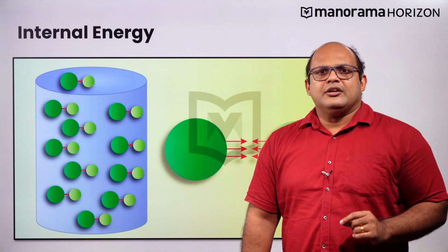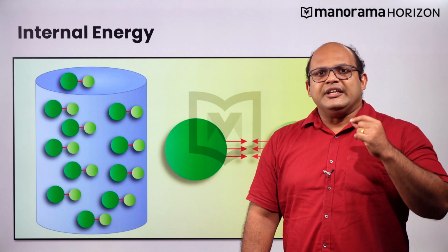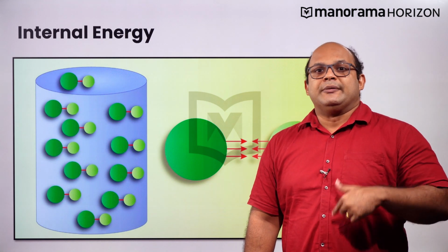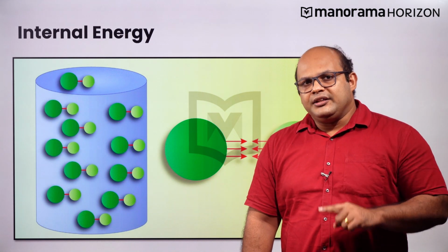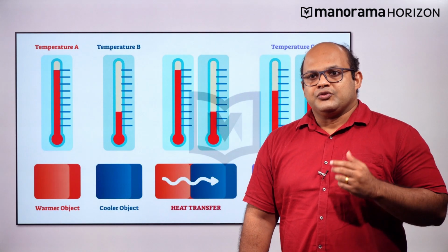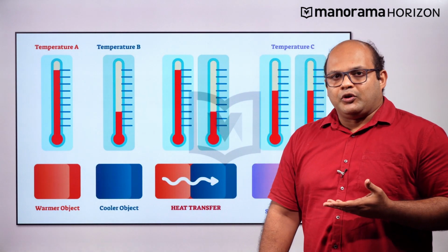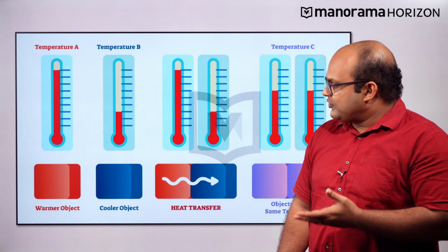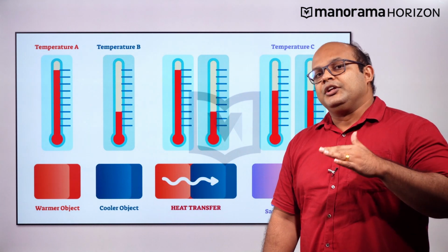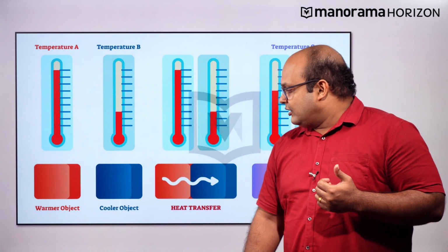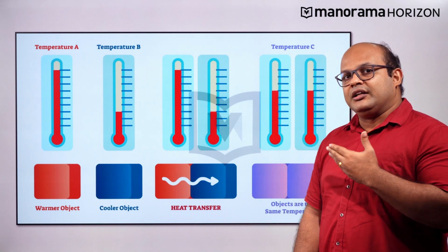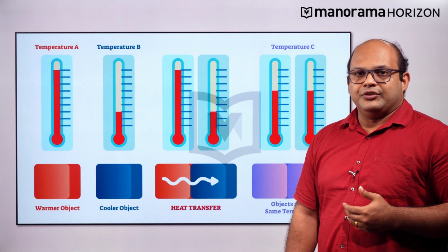Thus, internal energy is a quantity that is linked with the atomic motion inside the system and is directly proportional to the temperature of the system. The higher the internal energy of the system, the higher is its temperature. So here we have a summarization of what we have done so far. We have warmer objects, we have cooler objects. The warmer object has more internal energy, the cooler object has less internal energy, and when they are in thermal contact, we have heat transfer until equilibrium is obtained.